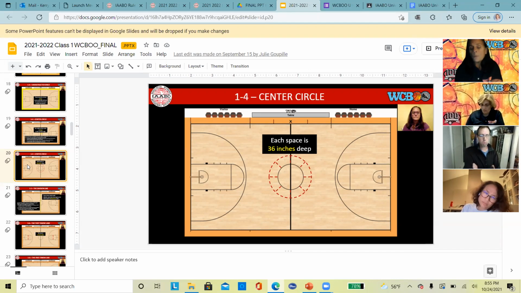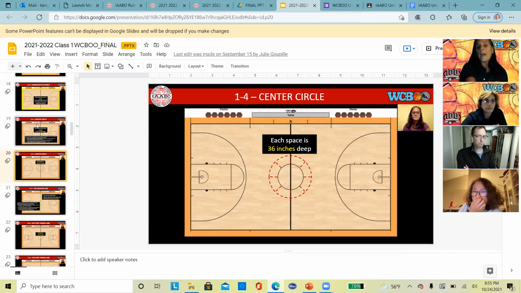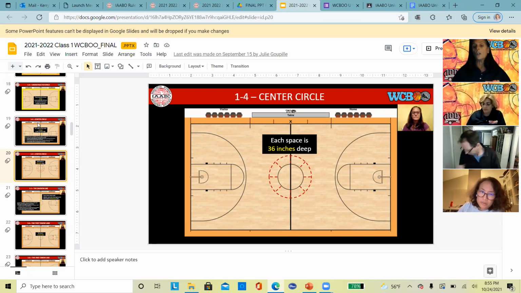We know that each person is allowed to have a space around the circle. And that if A1 and A2 are next to each other, and B2 wants that spot, A1 and A2 need to let them in there. All right, and then we will learn that anybody outside of those 3 feet or those 36 inches, the center circle restrictions do not apply to them. So anyone off of that circle, they're allowed to move.